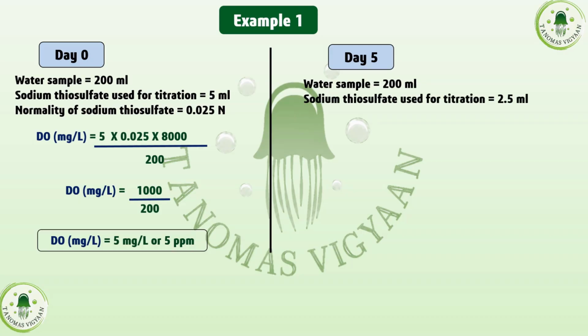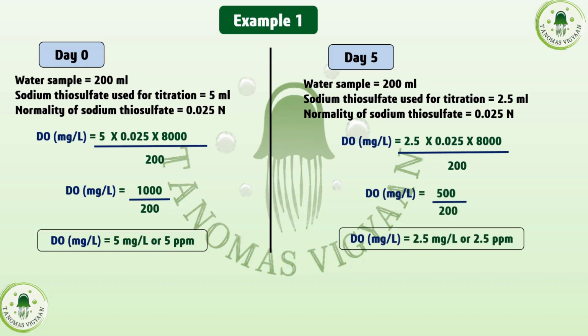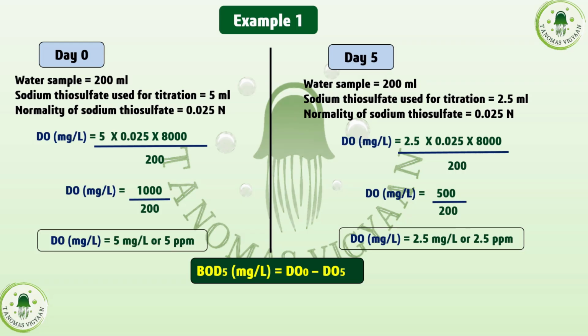Here the sodium thiosulfate used for titration is 2.5 ml, let's say, and your normality is the same, 0.025 normal. Again you put all the data in your formula and you will find that your DO becomes 2.5 mg per liter. So this is an example. Now you have to find the BOD. BOD 5 is equal to DO0 minus DO 5. So this gives 5 minus 2.5, which is 2.5 mg per liter. So your BOD 5 will be 2.5 mg per liter.